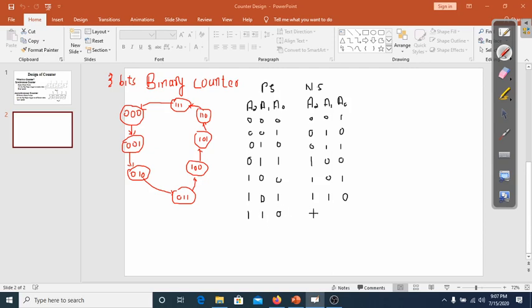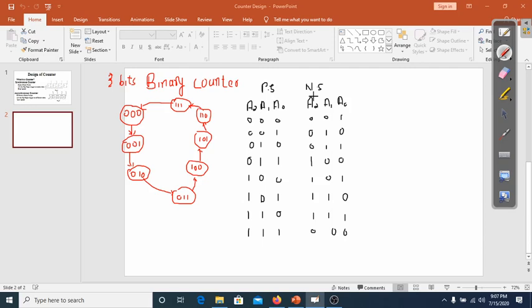It would be 1 1 1, right? Now the present state is 1 1 1. The next state is 0 0 0. So this table shows the present state and next state of the counters.